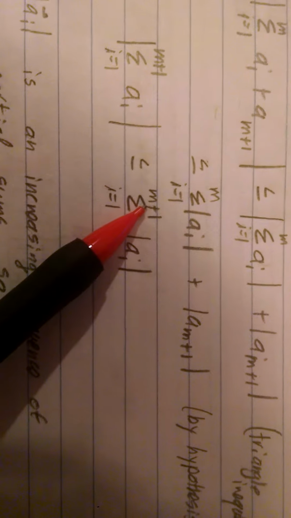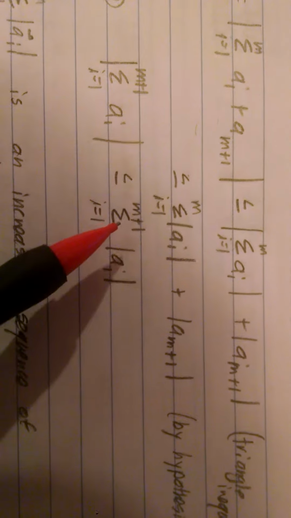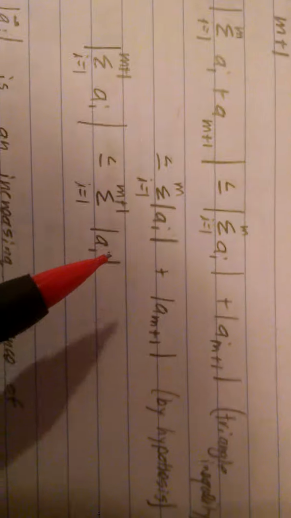We insert our hypothesis, and then we bring back this m plus 1, and what do you know? Our original idea holds. We have shown that the absolute value of the summation of i equals 1 of ai to m plus 1 is less than or equal to the summation of i equals 1 of the absolute value of ai to m plus 1. This is great. Great progress for us. We're not quite to infinity yet, but now we have m.